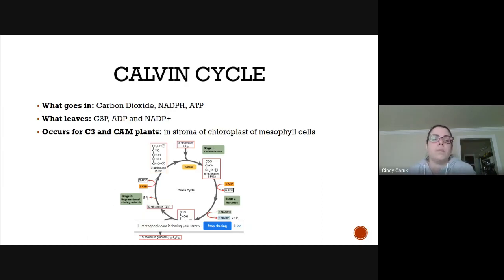So what goes in is carbon dioxide. It's actually 3 CO2, so you would double this to make a glucose, right? We're going to use the energy from our NADPH. So here it's 6 NADPH, for glucose would be 12. And we're going to use 9 ATP. So for a glucose molecule, it would be 18. Okay, remember I said there's a difference between the number of NADPH and the number of ATP.